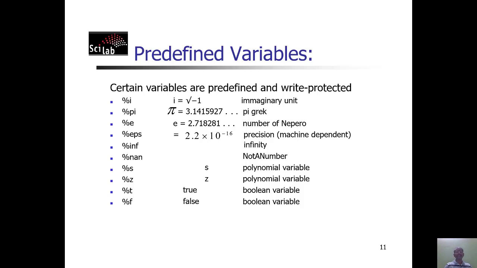Likewise, pi, e, EPS precision, infinity, nan, s, z, t and f, all these can be used by putting the percent sign just before them. This is the difference between MATLAB and Scilab in this case, because in MATLAB all these options can be used directly, but in Scilab all these options can still be used, but we have to use the percent sign just before them.